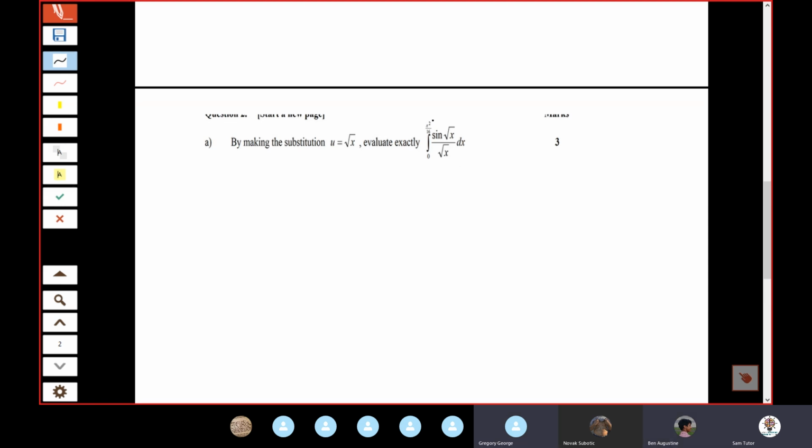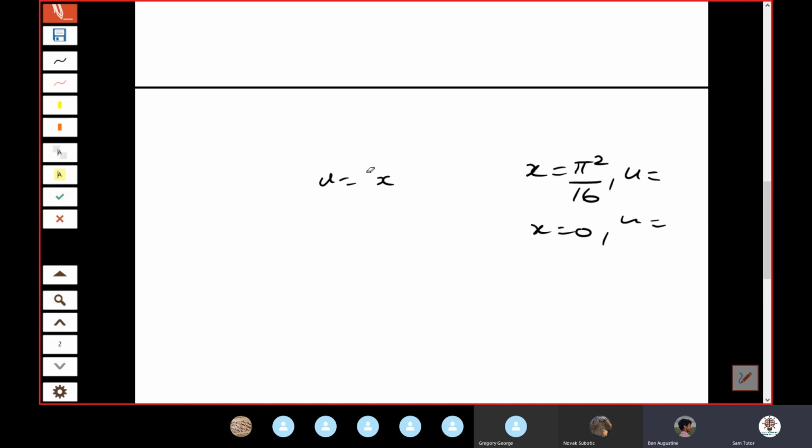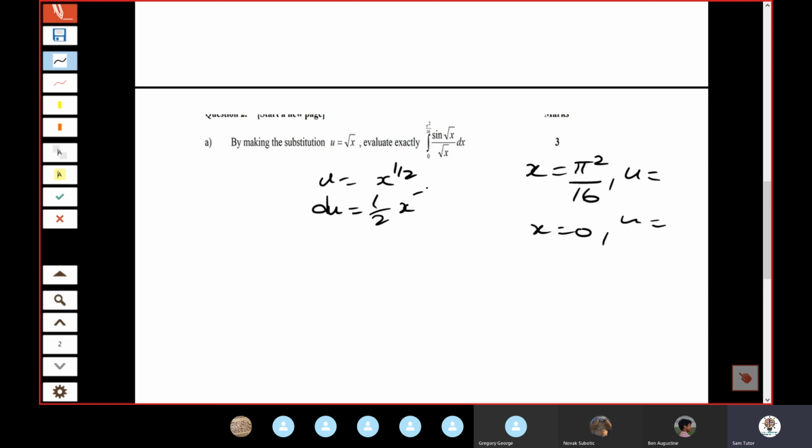All right. That I think is pi squared on 16. For those who can't see it, it says pi squared on 16 and x equals 0 for our limits. So first line, u equals square root of x, same as before. The derivative becomes half x to the negative half dx, which again becomes 1 on 2 root x dx.